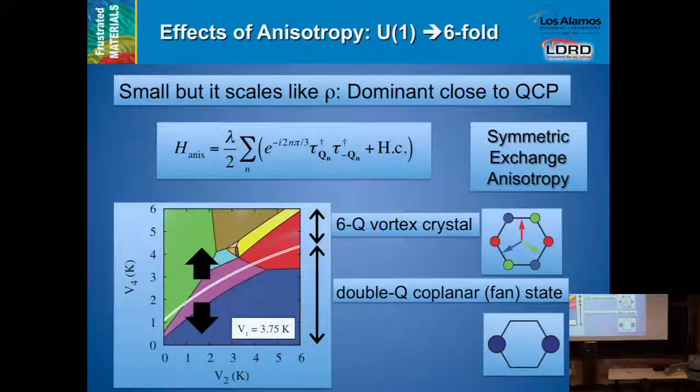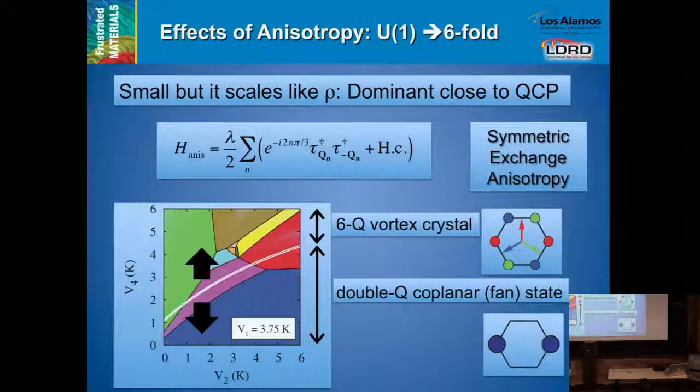And what is interesting, first of all, is that this term is linear in the boson density, because remember that each of these operators scales like the square root of the density. So in the very dilute limit, this term dominates over the interaction terms, and it becomes relevant. Although the prefactor is small, smaller than the symmetric exchange interaction, it is relevant because it scales linearly in the density instead of quadratically as the interaction terms do.